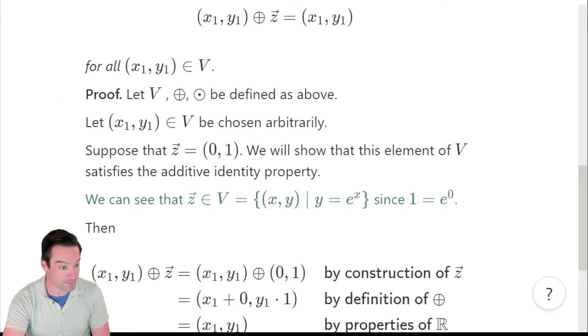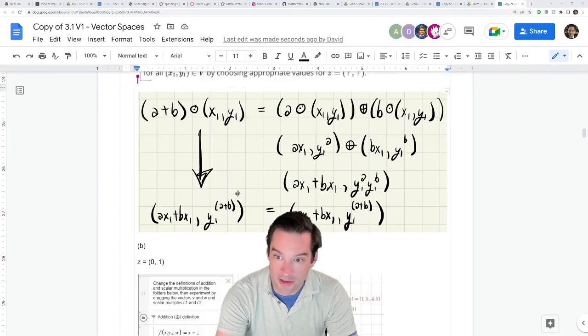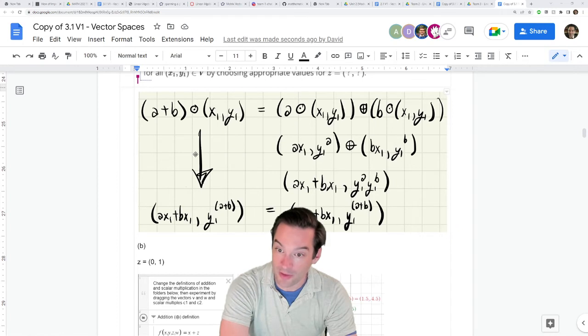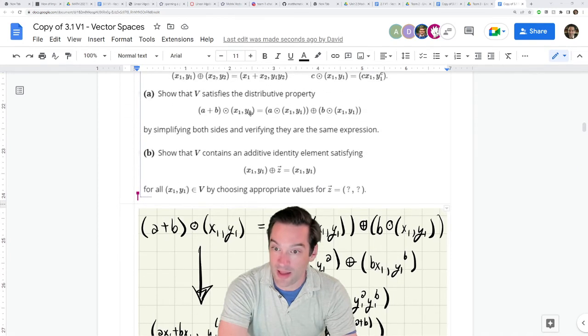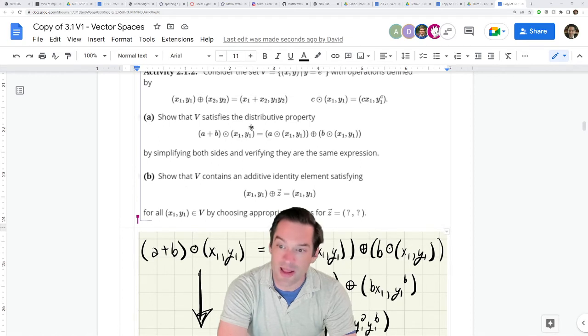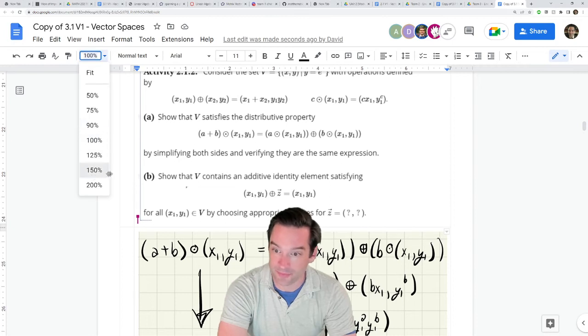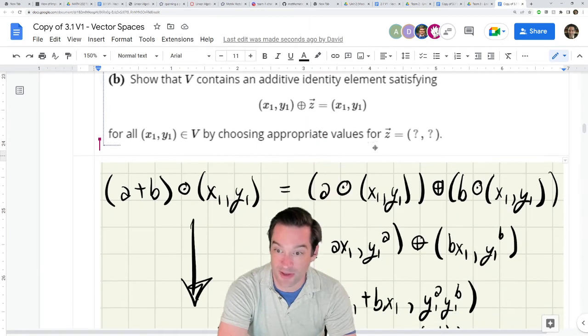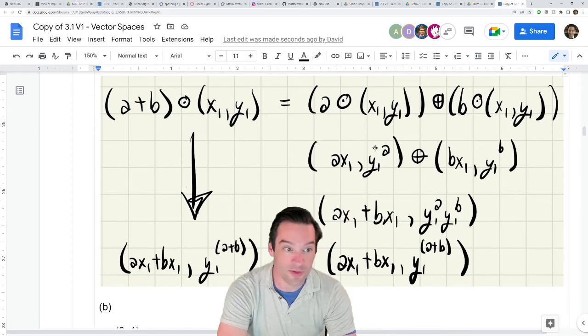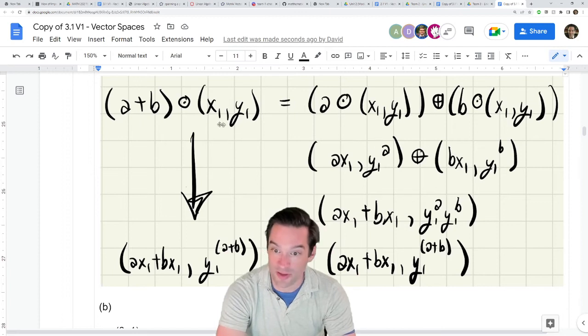So to write up part A, here is Team 3's cocktail napkin. We're supposed to show that for any x1, y1, and scalars a and b, if I add my scalars and then do scalar multiplication, I get the same result as if I had done my scalar multiplications by a and b separately and then did my vector addition. And so here's the napkin version of what Team 3 has written for this one.